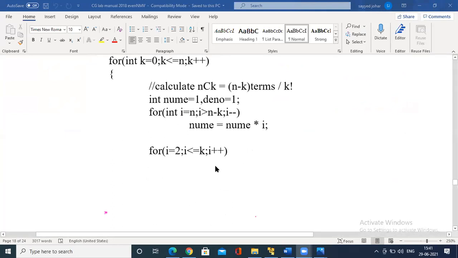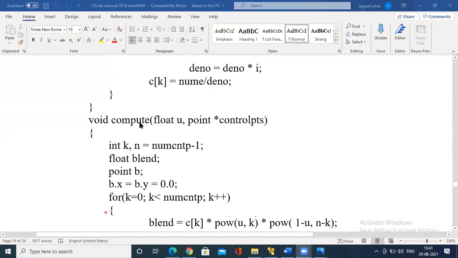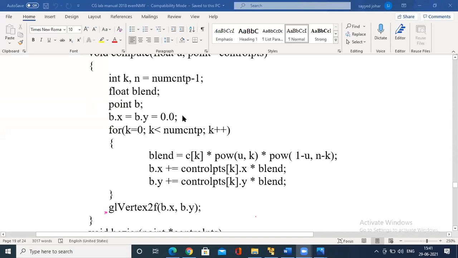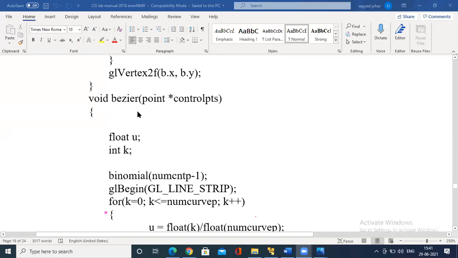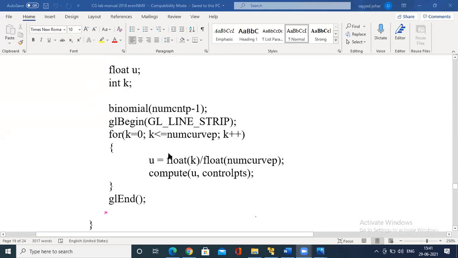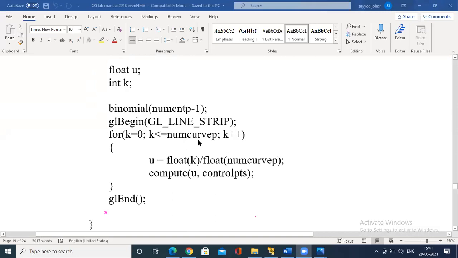So k factorial is calculated in the denominator. In the numerator, we have modified this till n minus k. Since n minus k is in the denominator, we are going to cancel it, so we calculate the numerator only till n minus k. So we have computed C of k. Then we compute to provide the blending effect using the Bezier curve equation. So calculate b.x and b.y and pass them for each iteration. Using the 4 control points, we are drawing the curve points. So each individual value is passed to compute and return the value.